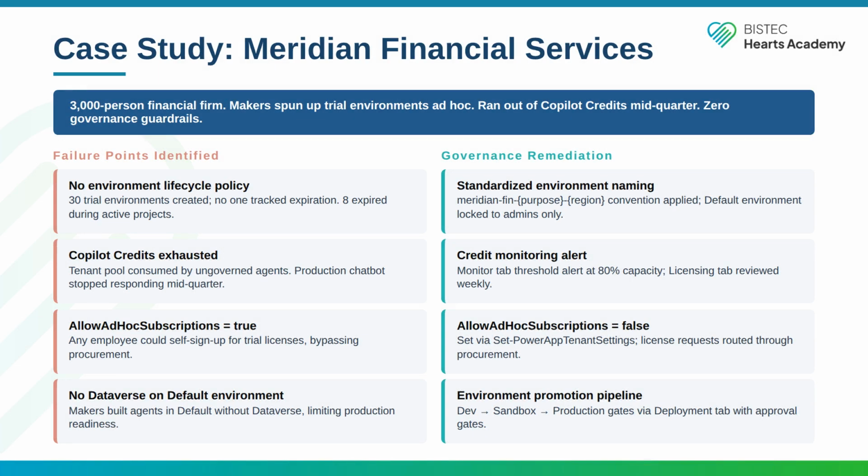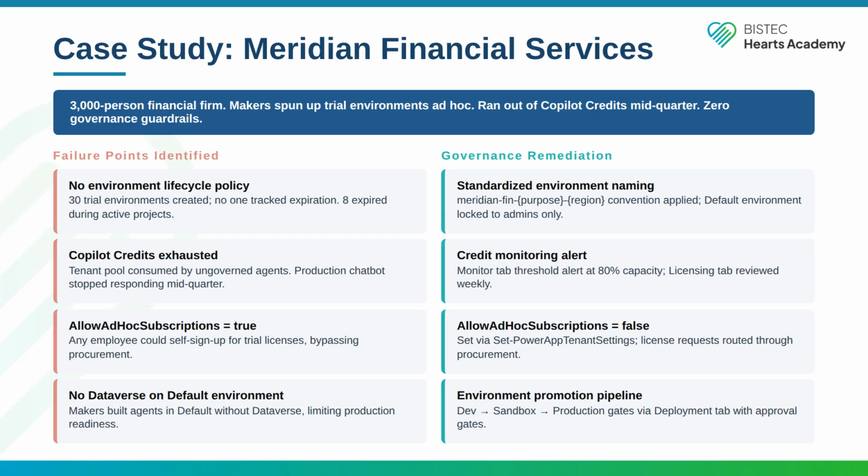Let's make all of this concrete. Meridian Financial Services, 3,000 employees, a financial services firm, and a cautionary tale that almost every large Power Platform tenant eventually tells some version of. The first failure point: no environment lifecycle policy. 30 trial environments were created ad hoc over 6 months. Nobody tracked expiration dates. 8 of those environments expired during active projects, not at the end of projects, during them. Work was lost, deadlines were missed.